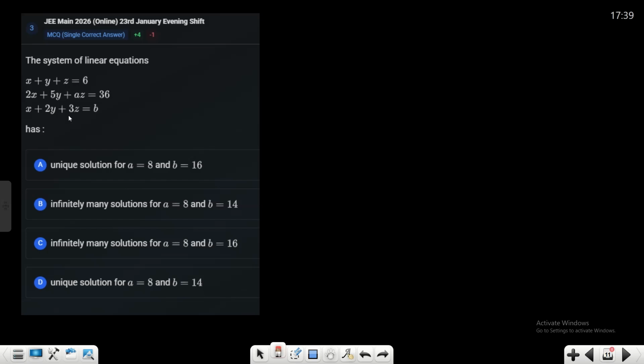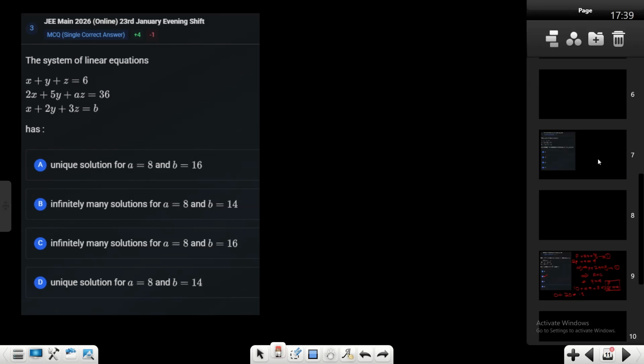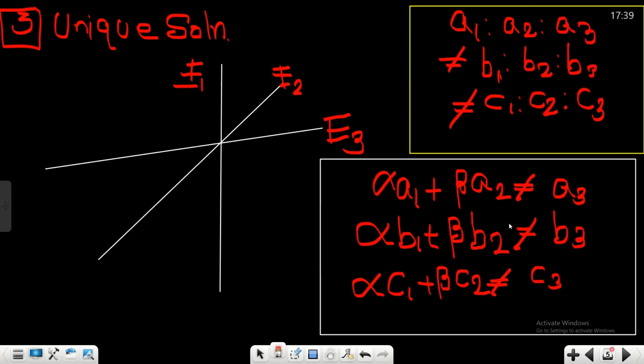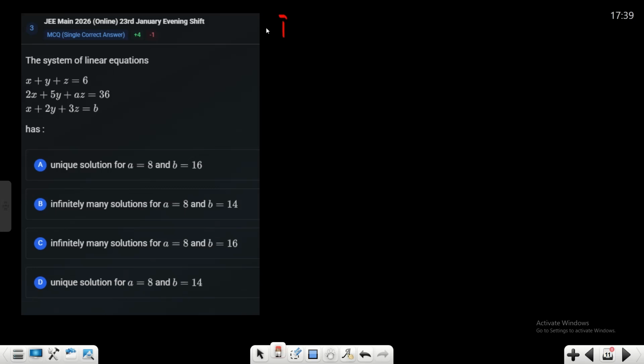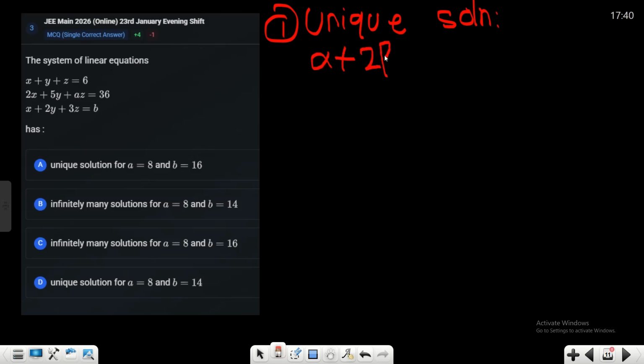For unique solution, this should be the condition, right? I have shown you over here. It should not be equal to. So let us see how we can do this. When it comes to unique solution, if I assume it as alpha beta, then if I take the coefficients of x, alpha plus 2 times beta should not be equal to 1.